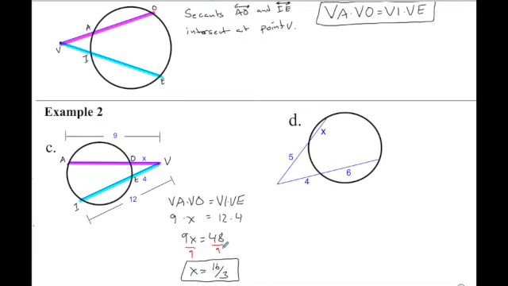I just reduced the fraction. An improper fraction's fine, but you could put a decimal here. It'd be like, what, 5.3 repeating? For D, we're going to set this up again the same way.